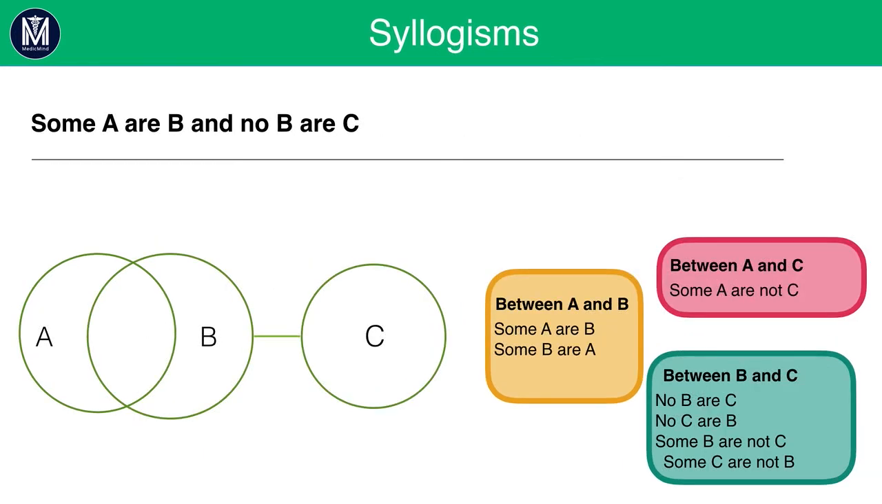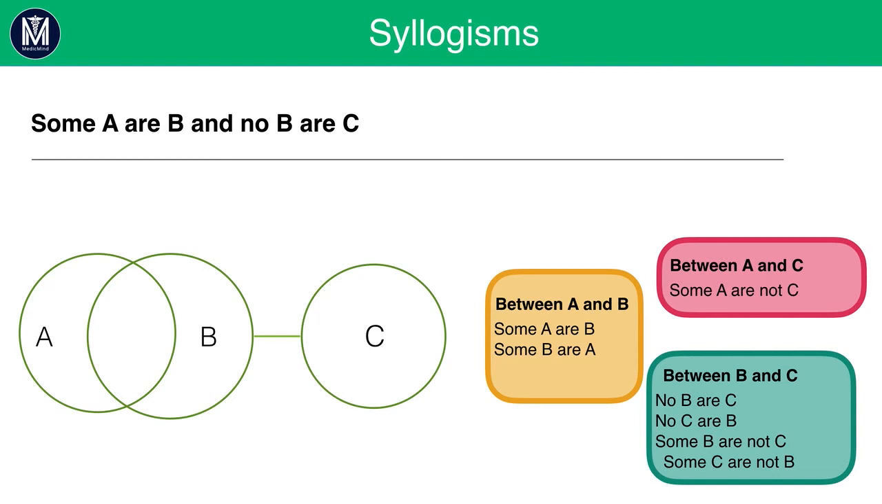Some A are B and no B are C. In this relationship, we see two statements that we are very, very similar to. So the relationship between A and B and C should be very straightforward, as seen here. Between A and B, some A are B, some B are A. Between B and C, no B are C, no C are B, some B are not C, and some C are not B. Now, the relationship between A and C.